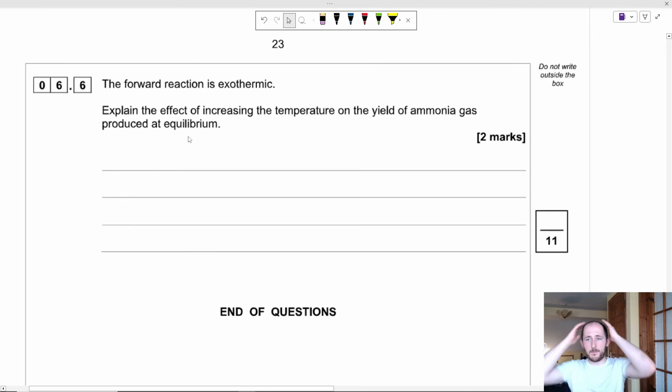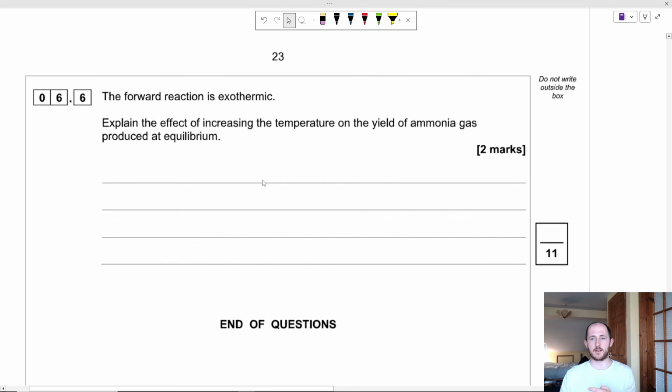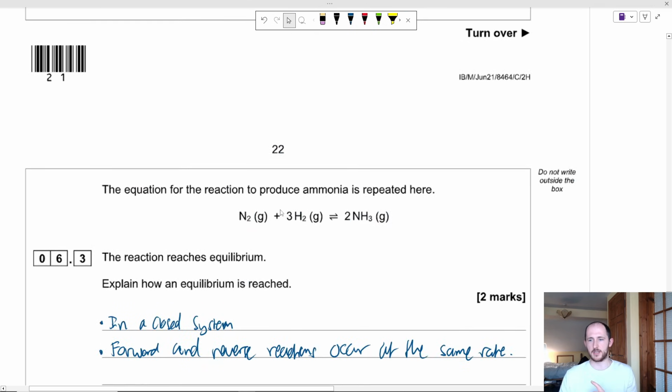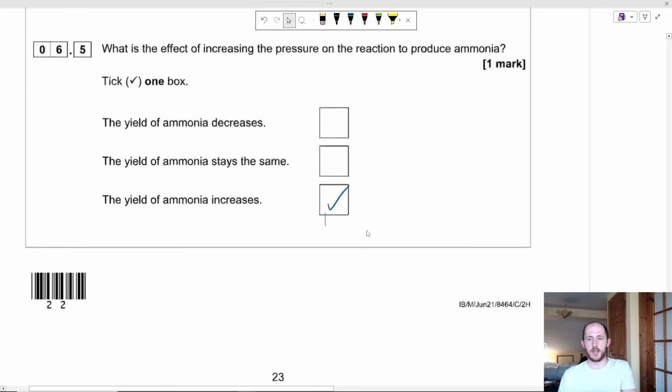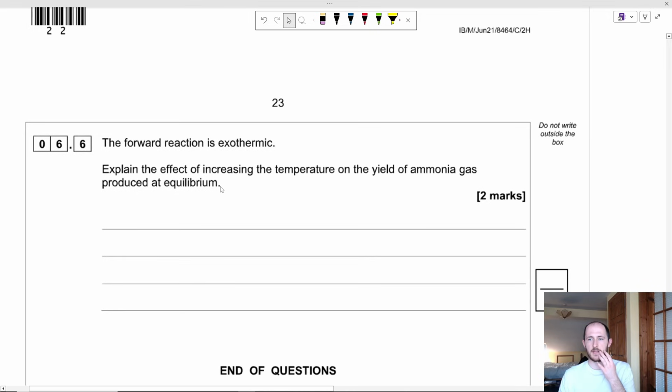Here is a bit of a tricky question to conceptualize. So the forward reaction is exothermic. Just as a reminder of what the forward reaction is, producing ammonia is exothermic, so we release energy. And here it says, explain the effect of increasing the temperature on the yield of ammonia gas produced at equilibrium. So again, we're talking about the actual yield of ammonia, so the yield of the forward reaction.